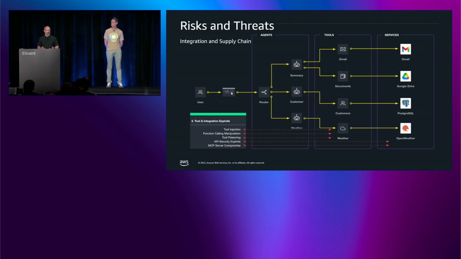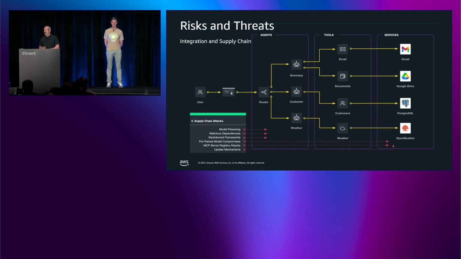Tool and integration exploits. So we look at some of those tools and the fact that they're integrating with services, different things happening. There's something called a tool poisoning attack. That can lead to sensitive data exfiltration, unauthorized actions, and it's really about the APIs not having robust authentication, and it makes them particularly vulnerable.